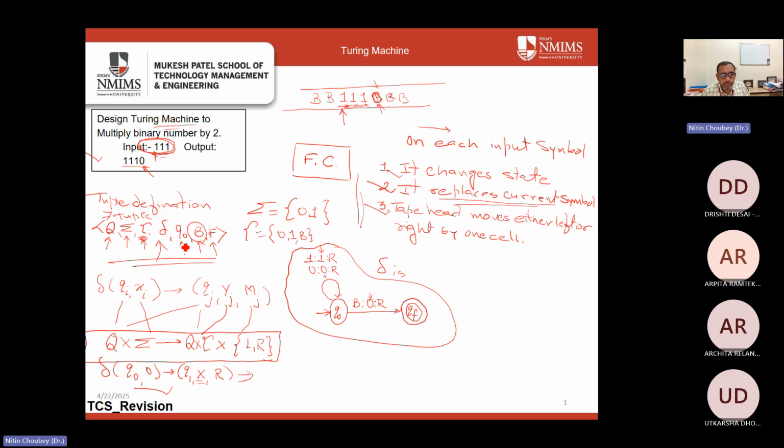Next, Q0 is the initial state. Capital B is the special tape symbol referred to as the blank symbol. And capital F is just the one final state we have, which is QF. So this is your first example.